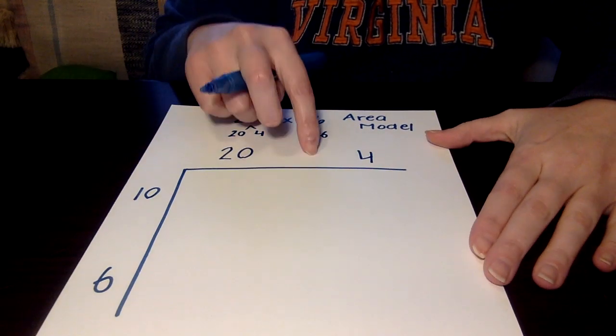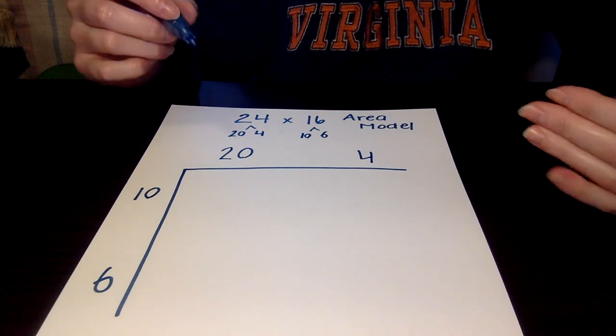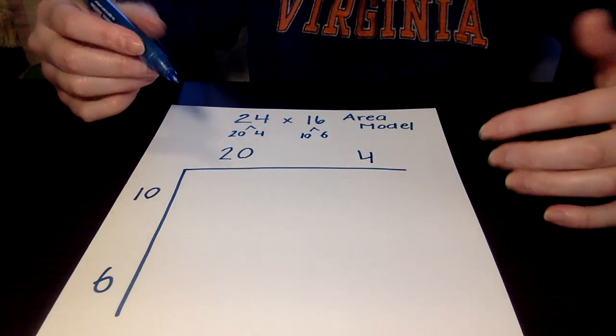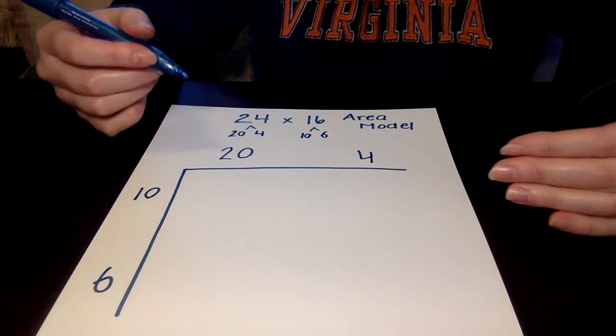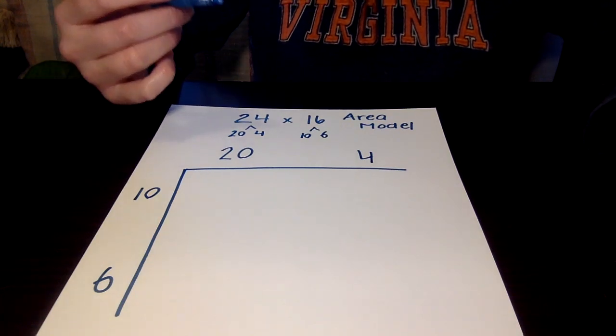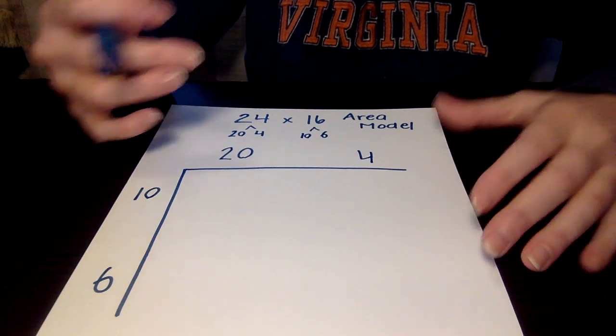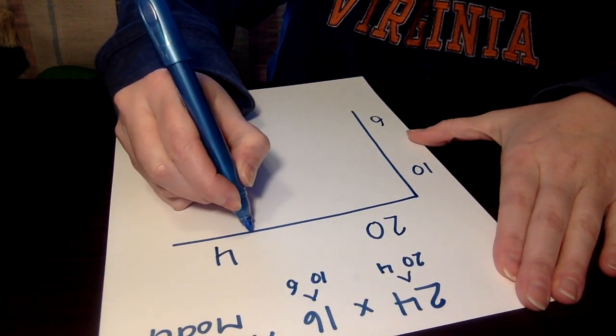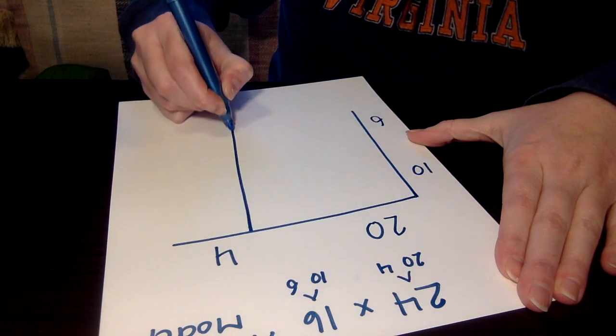I want to give 20 more space in the column because it's a lot larger than 4. So when I multiply 20 times something, the product is going to be greater than when I multiply 4 times something. So I need to give it space because this is an area model. We're seeing how much space that would take up. So I'll start by making my columns. And I'm going to give 20 a lot more space than I gave my 4.